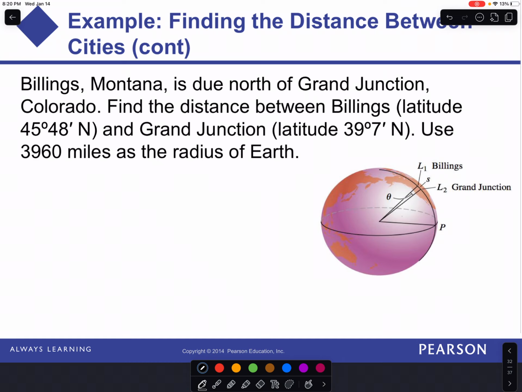So Billings, Montana is due north of Grand Junction, Colorado. Find the distance between these two cities. Use 3960 miles as the radius of the Earth.